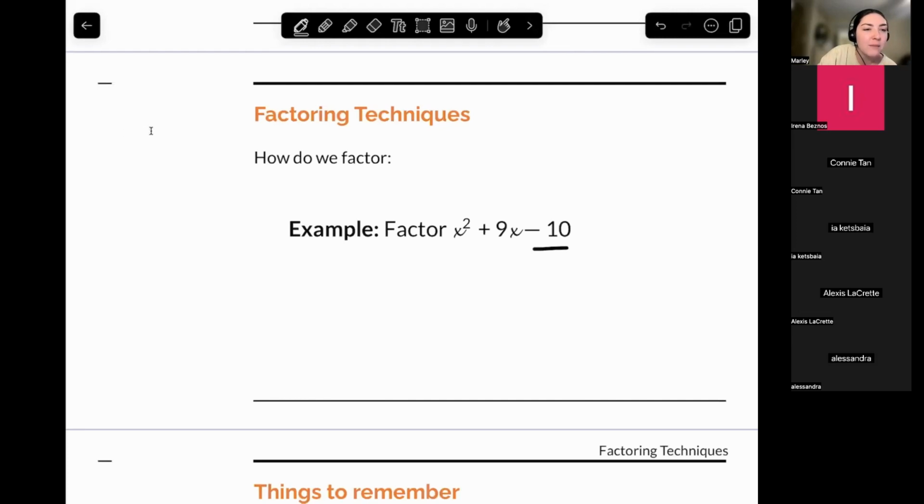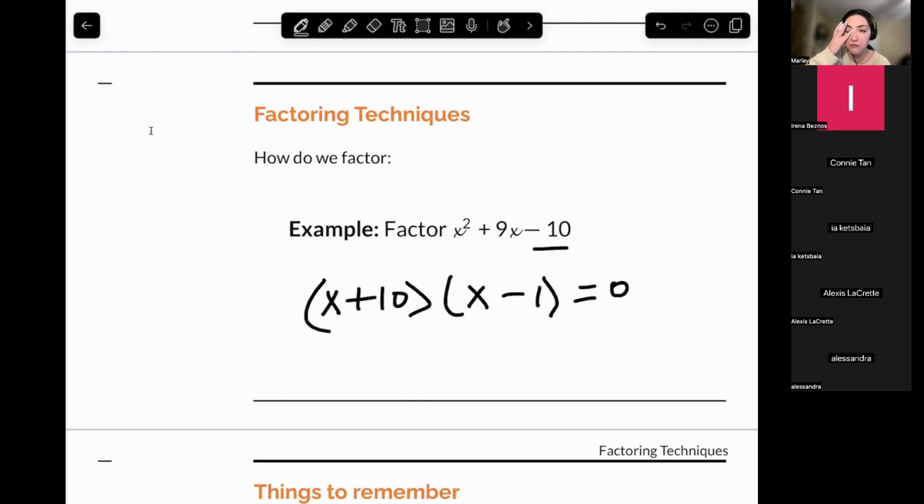They did a very good job answering this question as well. So yeah, we'd have to do x plus 10 and then x minus 1. Those would be our factors. That's how we would factor this. If we had it set equal to 0, then we could solve for x.